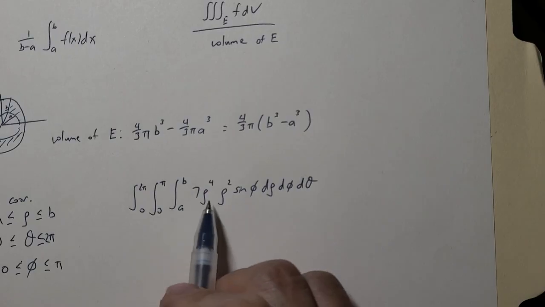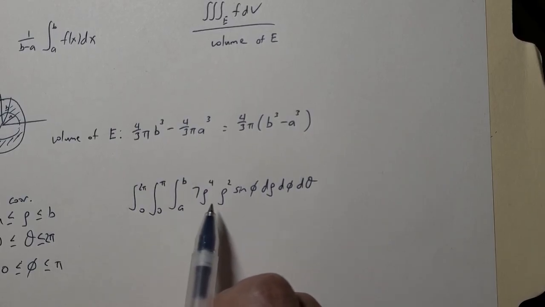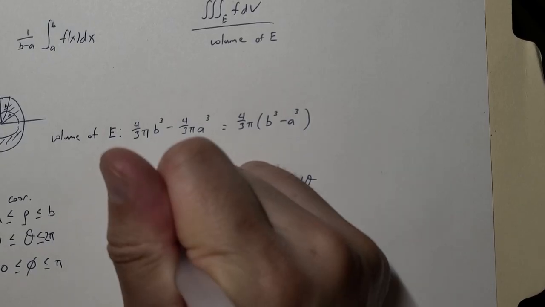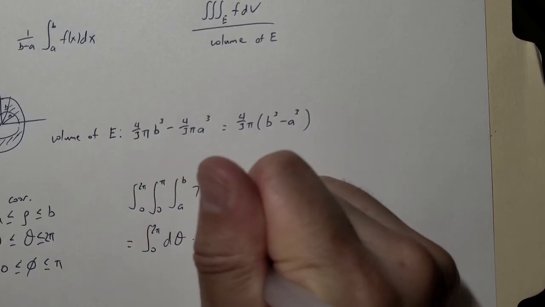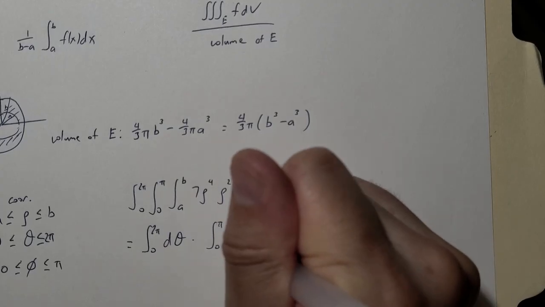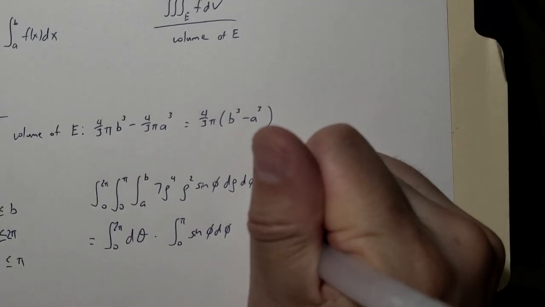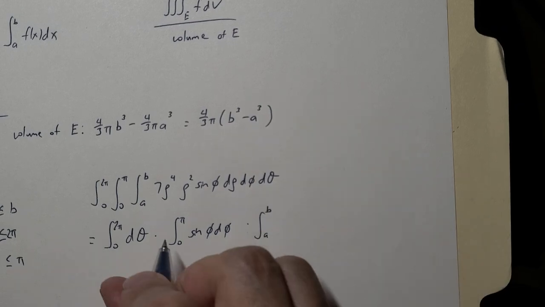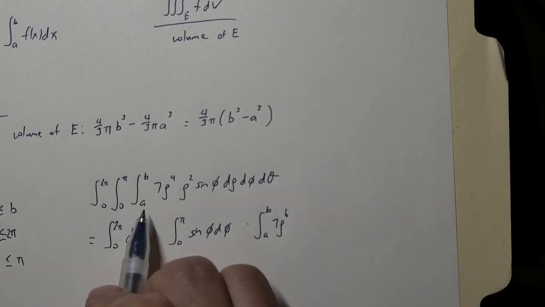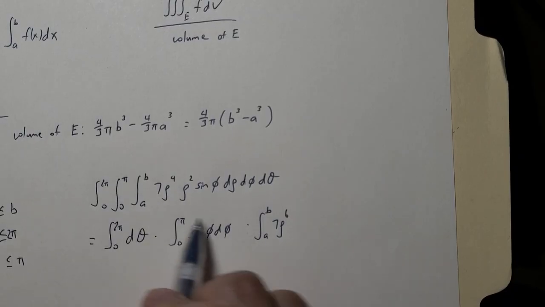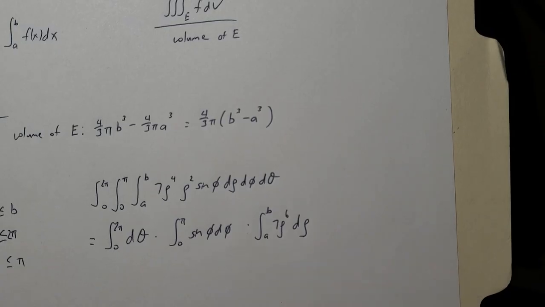Okay, so since everything's being multiplied, and these are all constants, let's split this up into the integral from 0 to 2 pi d theta, times the integral from 0 to pi of sine phi d phi, and then times the integral from A to B. We have rho to the 6, right? 7 rho to the 6, I'll say, because there's a 7 there and I'm going to forget it. So let's put it there. 7 rho to the 6 d rho.